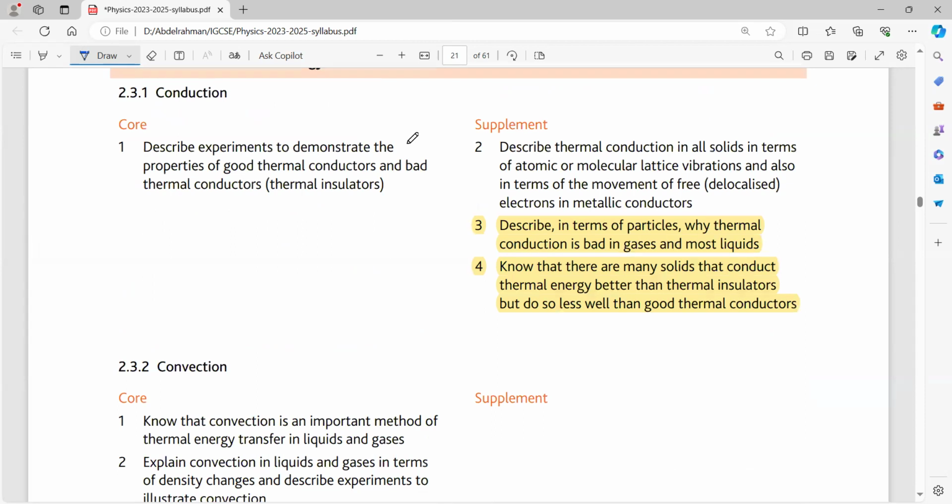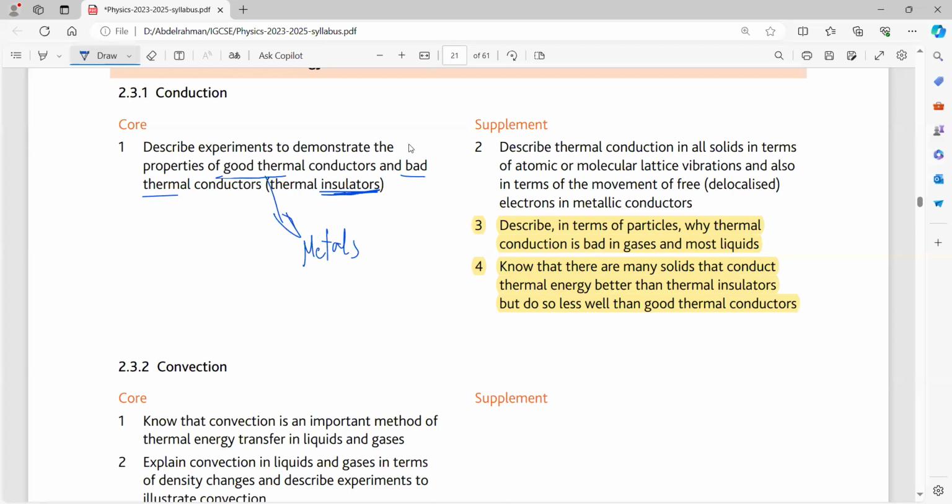Energy transfers. We have three types of energy transfer: conduction, convection, and radiation. Conduction. What was conduction? It was mainly in solids. We had to differentiate between good conductors and bad conductors. We know that the good conductors are the metals, and bad conductors are usually insulators, most of them non-metals.